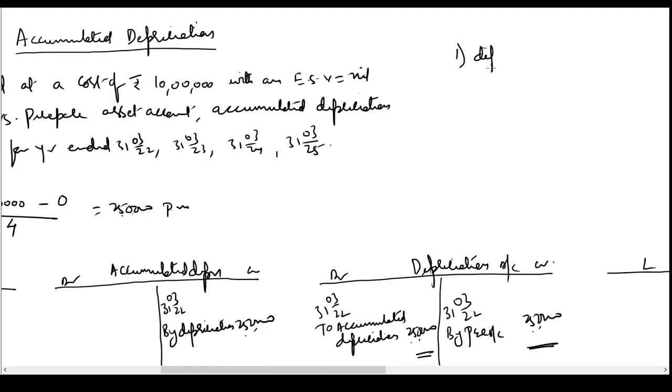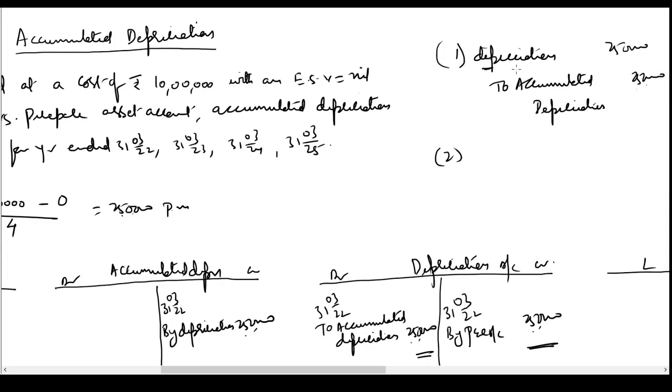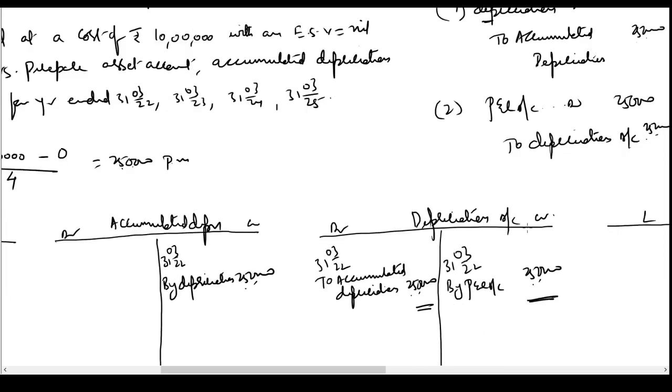1. Depreciation account debit, to accumulated depreciation account 2,50,000. This is for the estimated loss. 2. This depreciation amount has to be transferred to P&L account, so I'll pass the entry P&L account debit to depreciation account. Okay, so P&L account is debited.